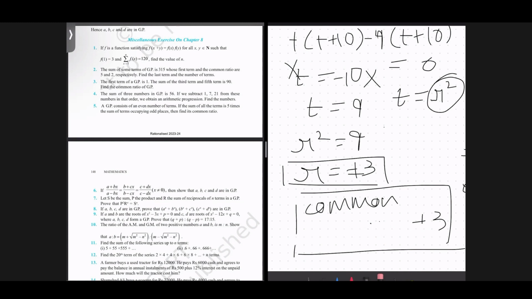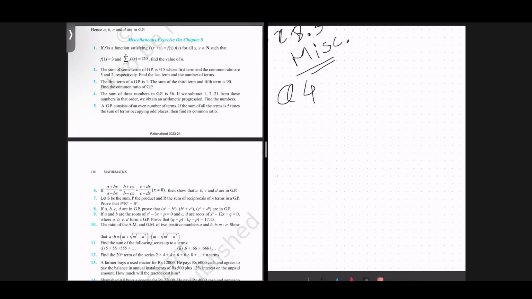Moving on, we are going to solve the fourth question now. Right. So the fourth question says that the sum of three numbers in a GP is 56. If we subtract 1, 7 and 21 from these numbers in that order, we obtain an arithmetic progression, right? And then we have been asked to find the numbers.